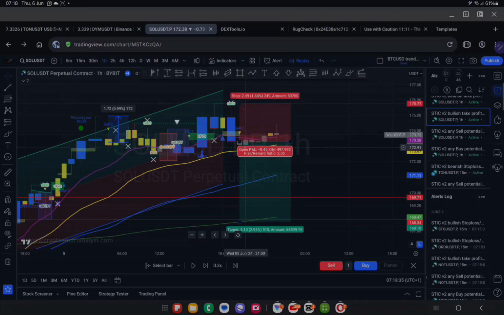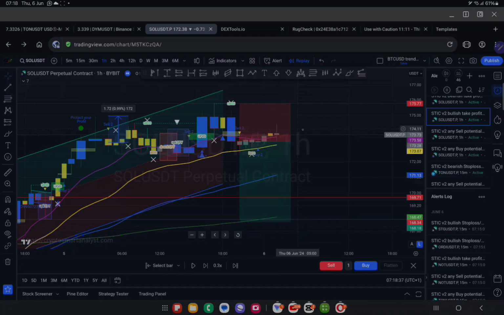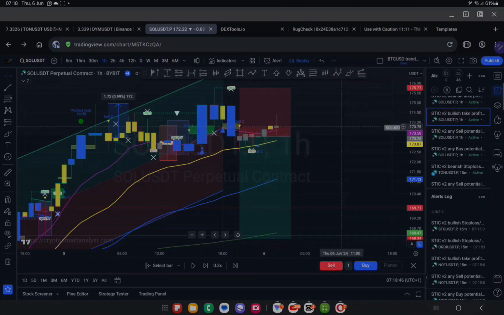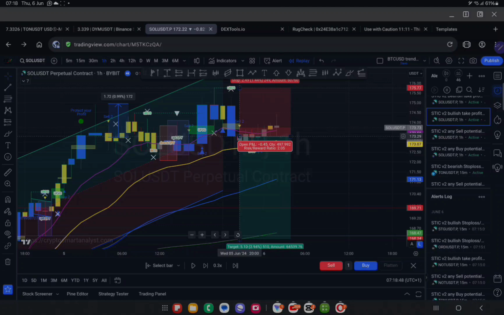Now, with STIC, one of the things STIC would do is invalidate the trade. That stop has been invalidated with this cross above. Potential trading manually here is being invalidated. This short has been invalidated with the cross above this market flip line.